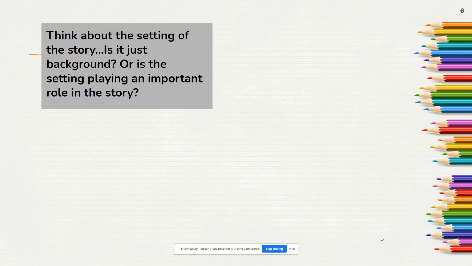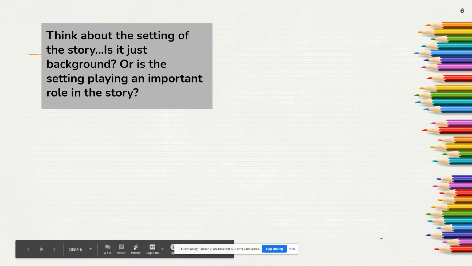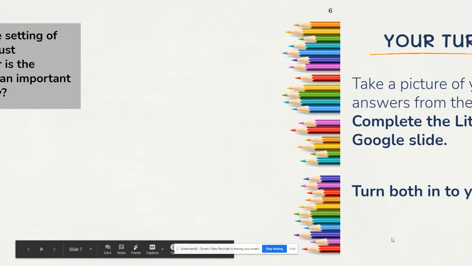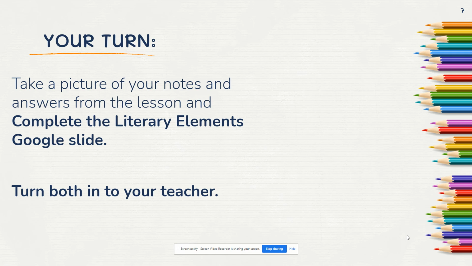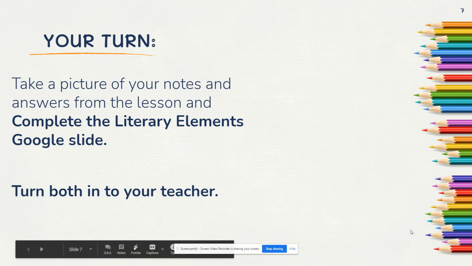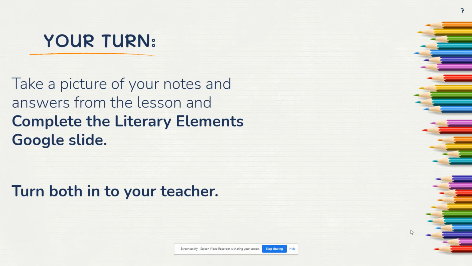Okay, now that you're back and you've answered those questions, it's time that I hand the torch off to you. You will take a picture of your notes and your answers from this lesson. Then you will complete the Literary Elements Google slide. You will turn in both of these documents to your teacher: the picture as well as the Literary Elements Google slide.